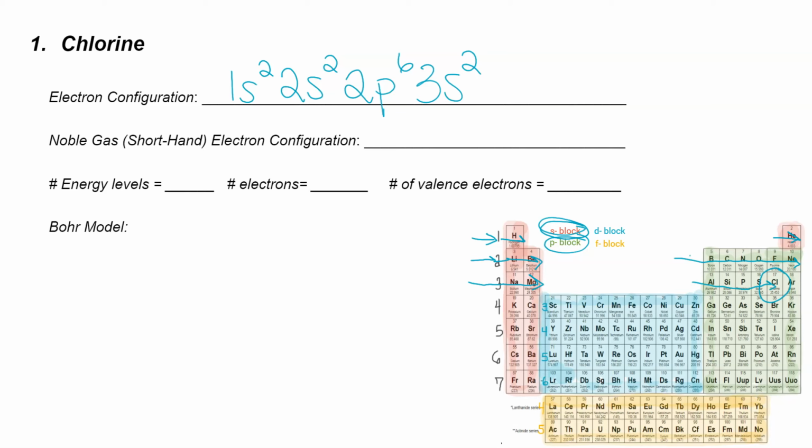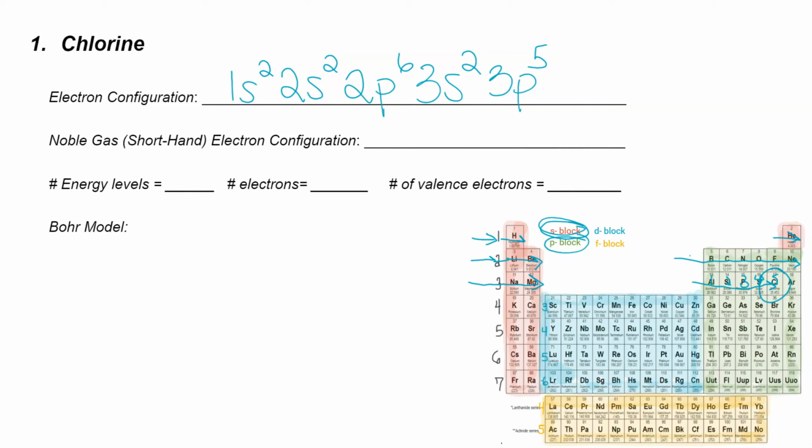If we keep reading left to right, we now enter the 3p block, but chlorine is only part way through the p block. It's element 1, 2, 3, 4, 5. So we only need to put 5 of the 6 total electrons that our 3p orbital could hold. Instead of writing 3p6, we will put 3p5 to indicate that chlorine only needs 5 more electrons to get to the total of 17.